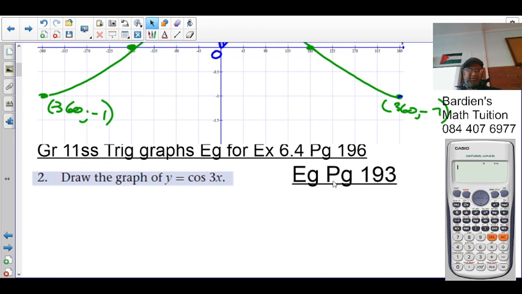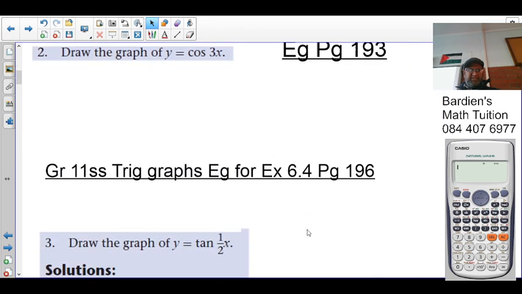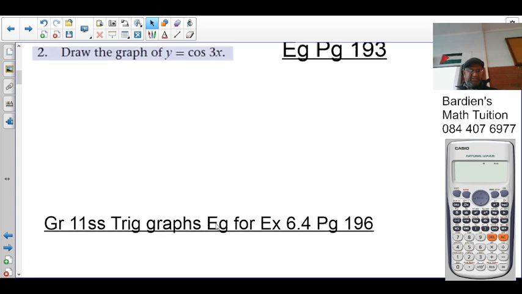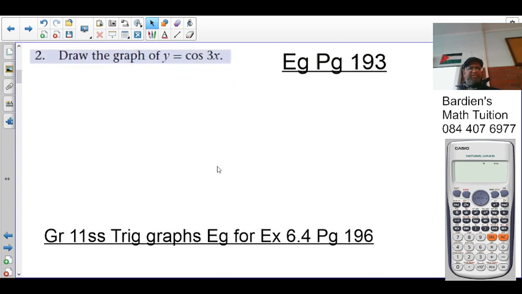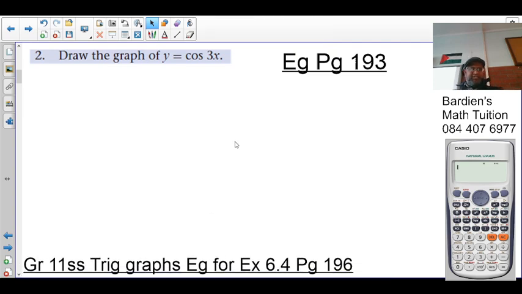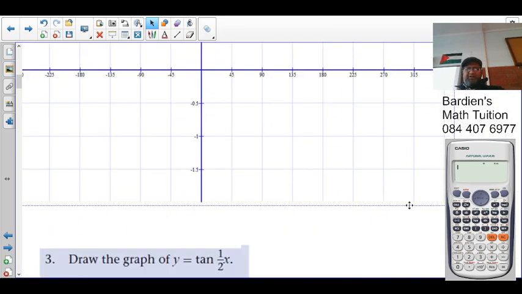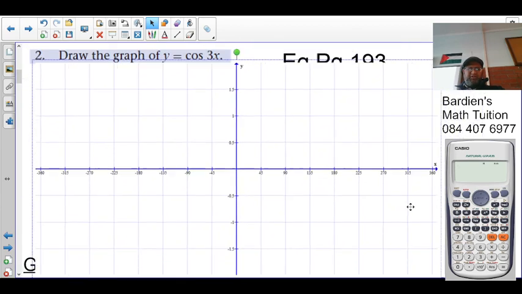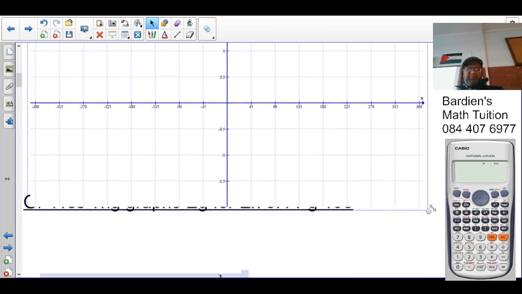Example 17, page 193. So it's important to understand the mother graph, the main graph. Okay, and then from there it's easier to change the graph, or transform the graph, to what it becomes now.